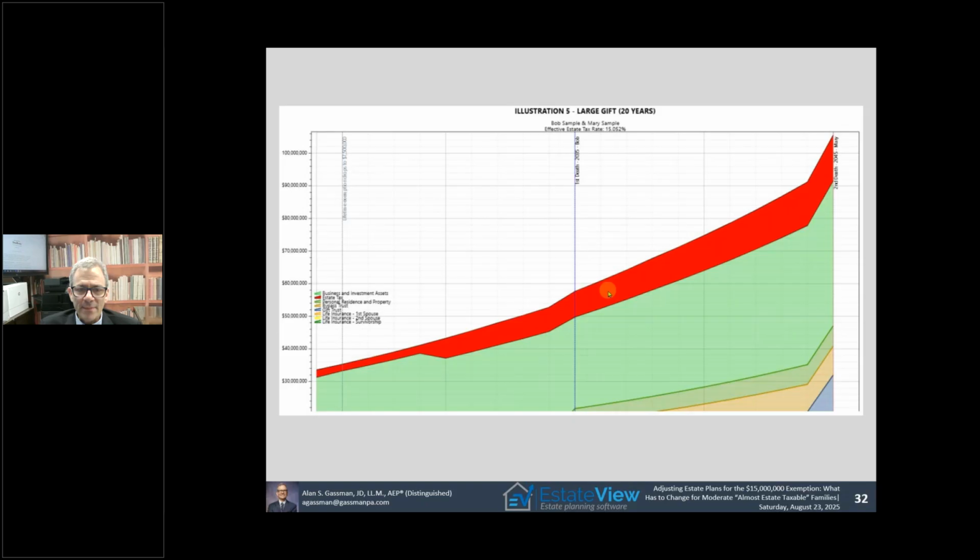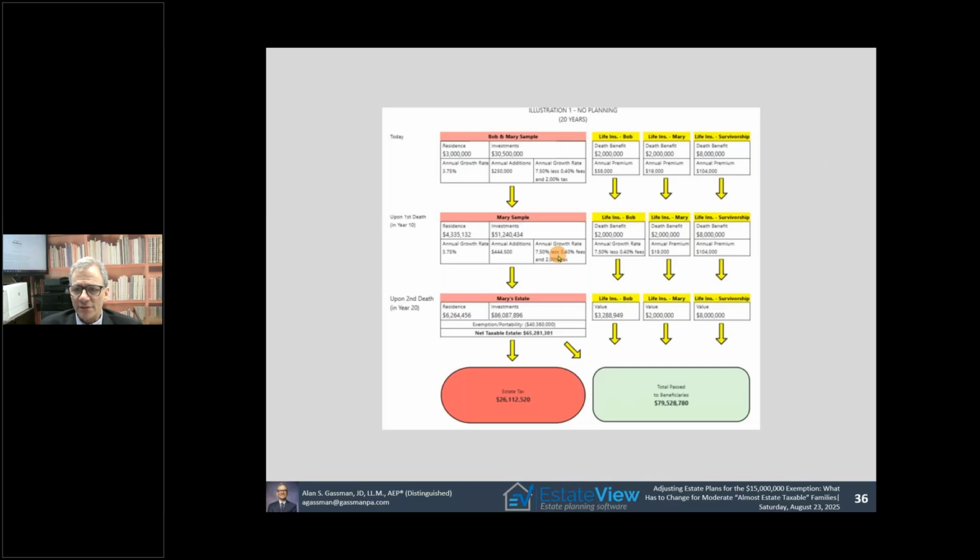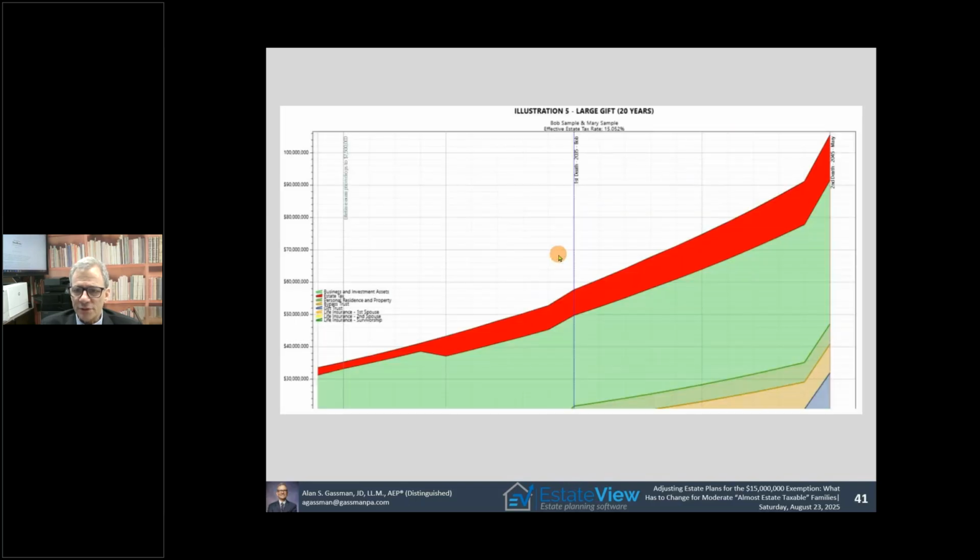But you really have to make sure your clients understand that the values go up with time, and so does the estate tax. Now, the same people, what if the estate tax exemption goes down by half in 2030? So what we're doing now with EstateView is, for most of our calculators, you'll run it two ways. One, based upon a 15 million exemption going up with chained inflation, and two, based upon the exemption going down by half in 2030. Well, now the odds are more severe.